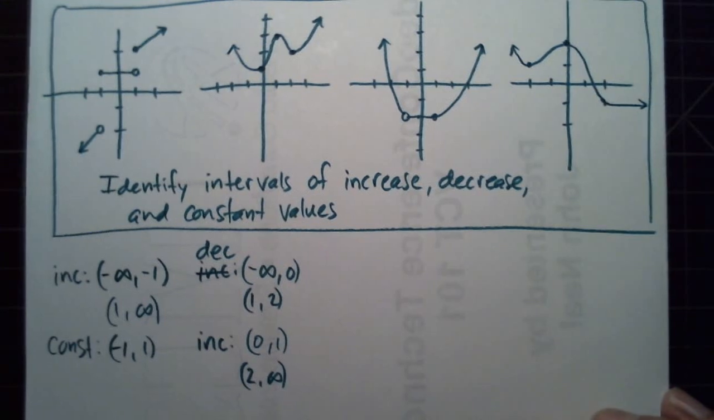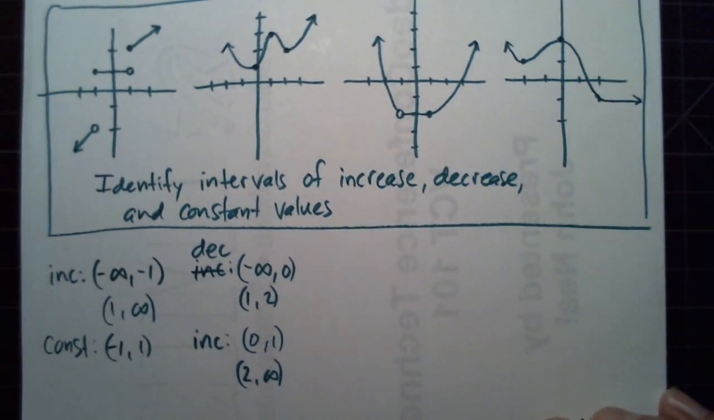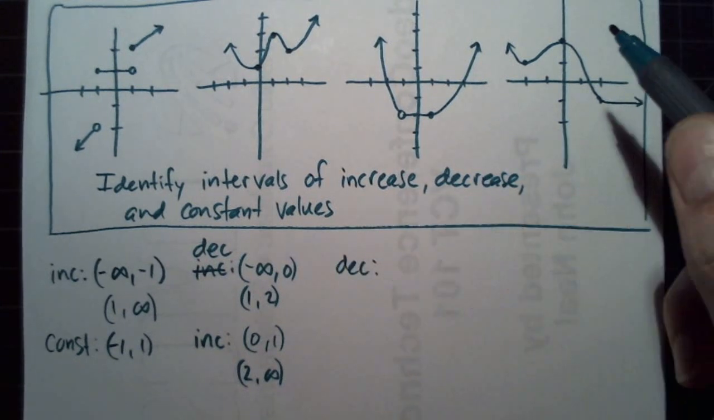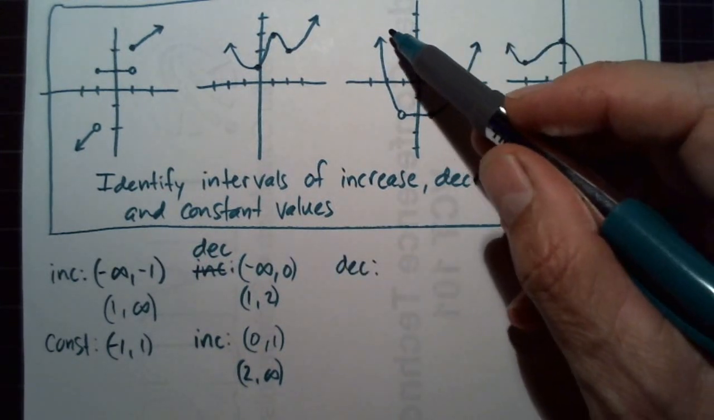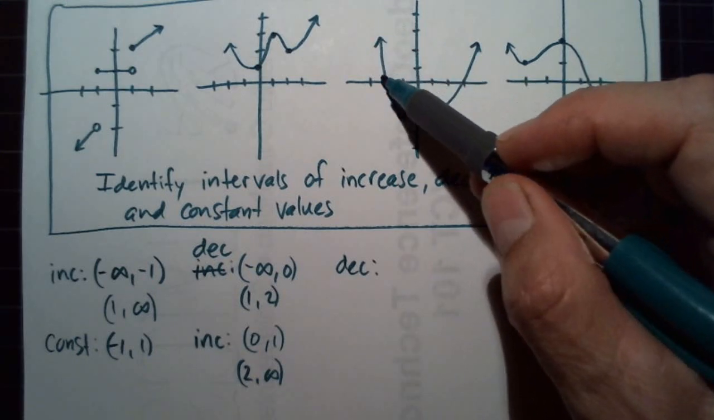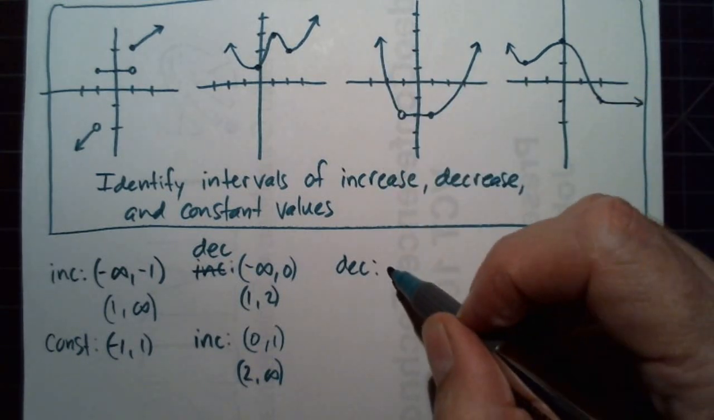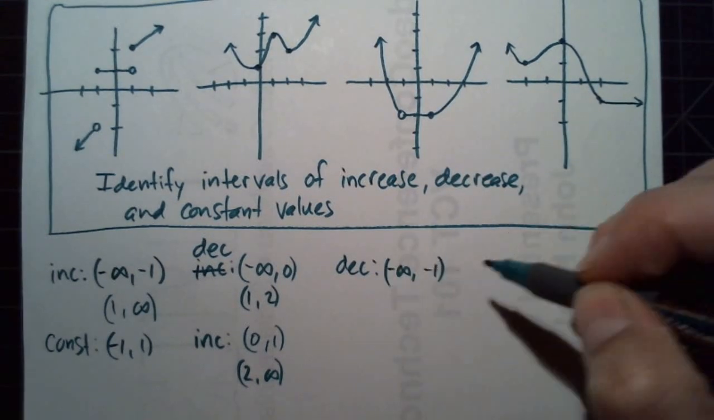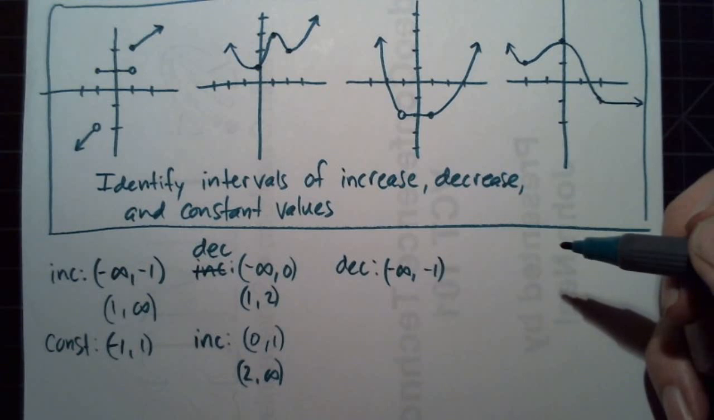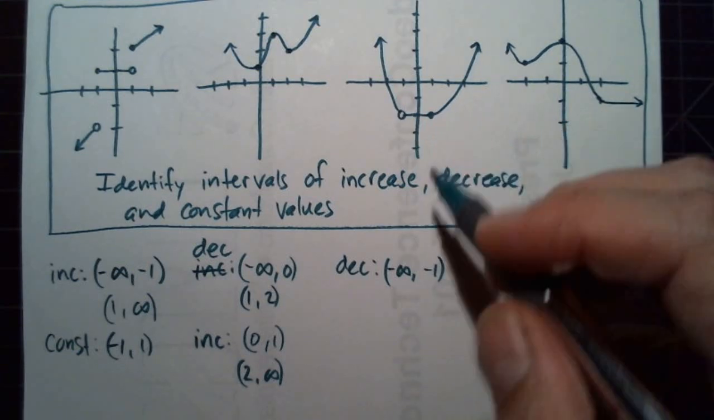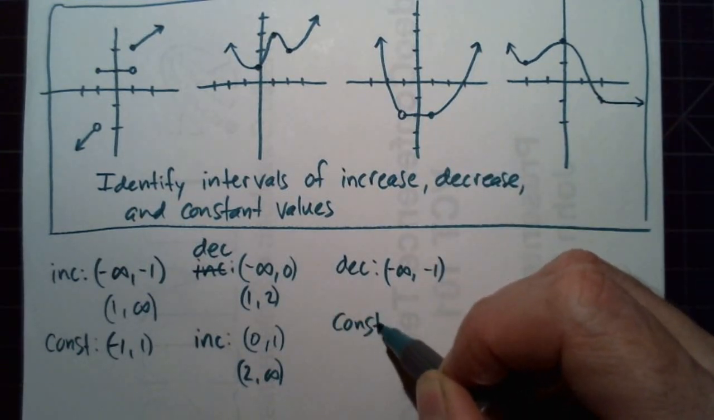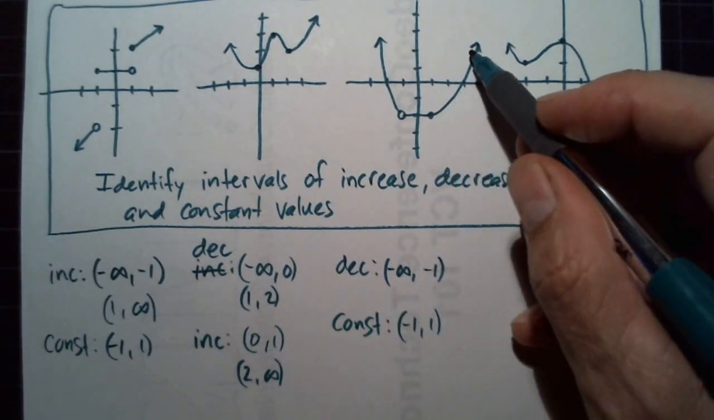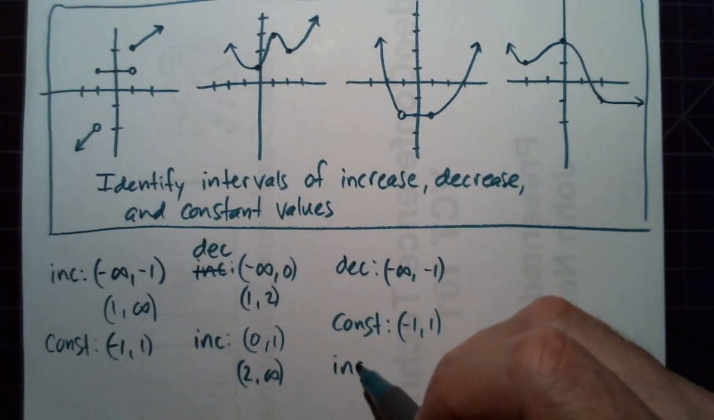Alright, pause the video and try the next two. So here, this does not say increasing, it says decreasing. We're going to decrease from negative infinity to negative 1. Then it's going to be constant from negative 1 to 1, and increase from 1 to infinity.